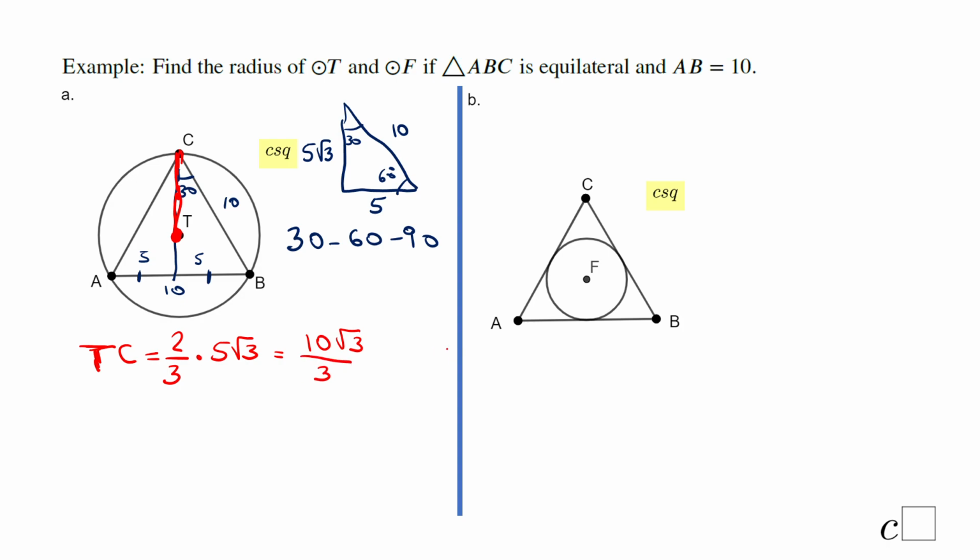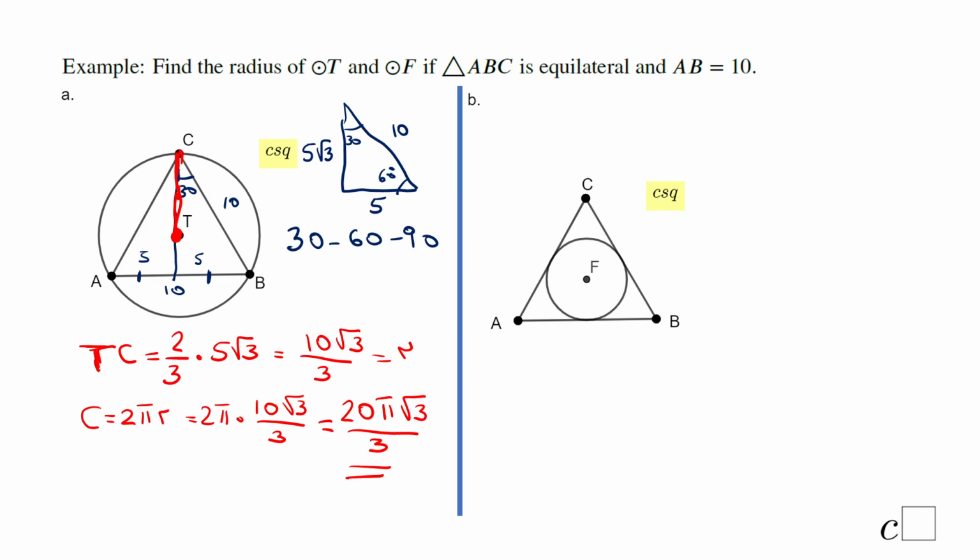TC is nothing else than the radius, like I said, so we can now find the circumference. Circumference will be 2 pi r. We're going to replace it with this radius, 10 square root of 3 over 3. There is no simplification possible here. We're going to just multiply, then we have 2 times 10, 20 pi square root of 3 over 3. This is the circumference of this circle where the triangle ABC is inscribed.